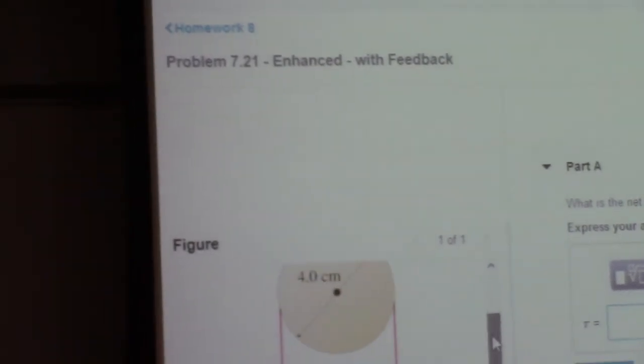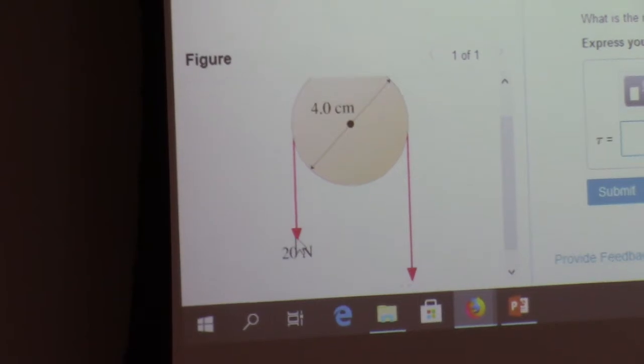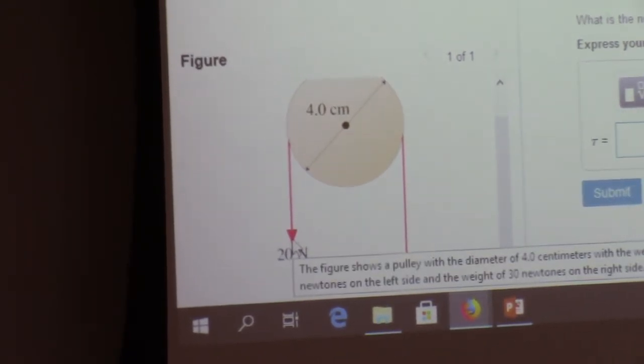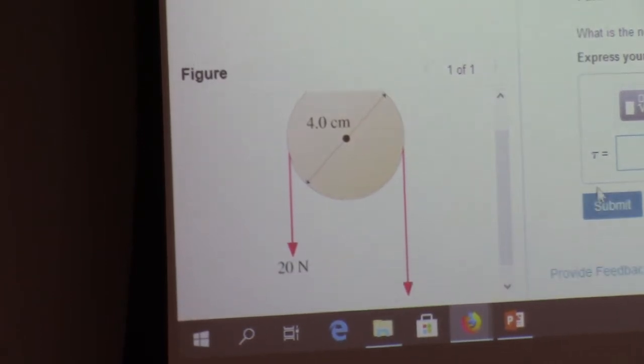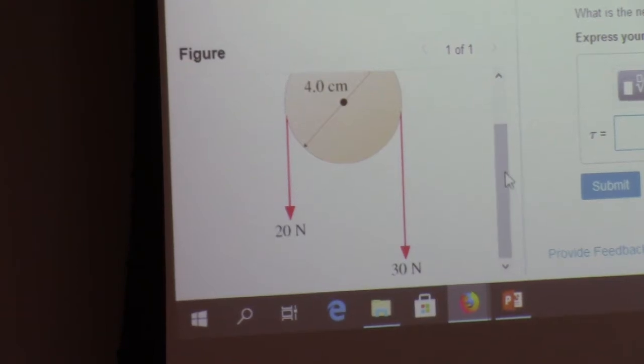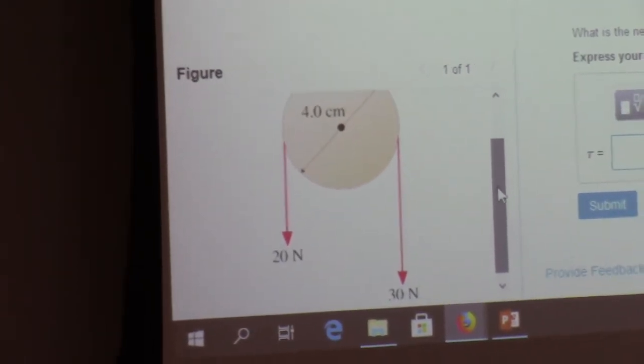Okay, so here's the picture. You've got the 20 newtons over here trying to make it rotate counterclockwise, which is actually the positive direction. And on the other side, you've got 30 newtons trying to make it rotate clockwise, which is actually the negative direction. So the net torque for this problem is going to have to be negative.